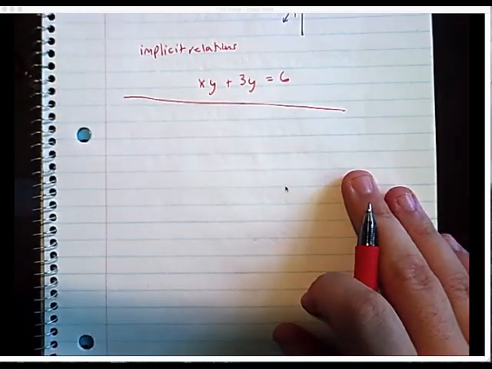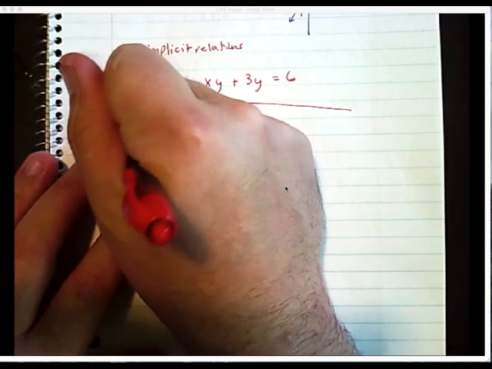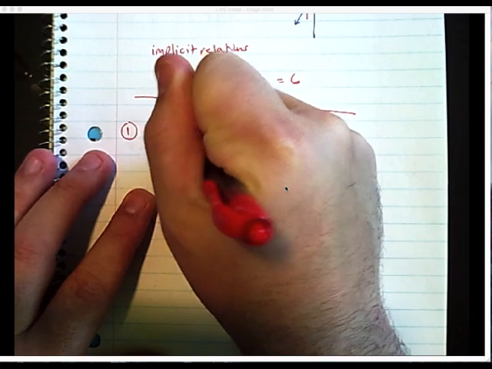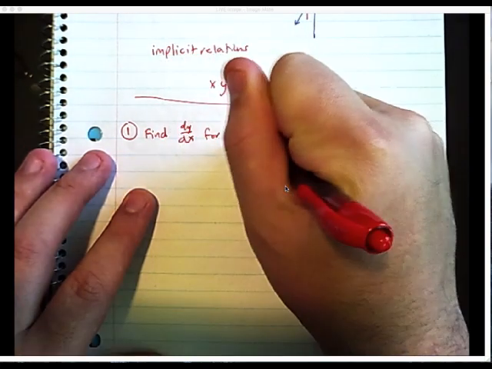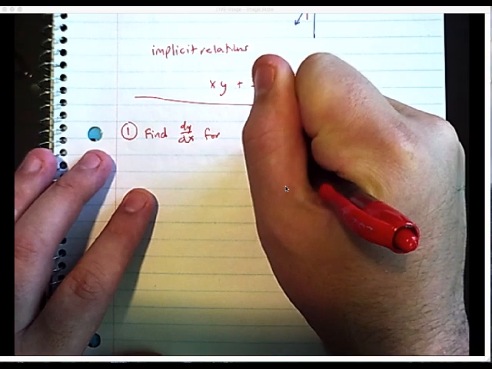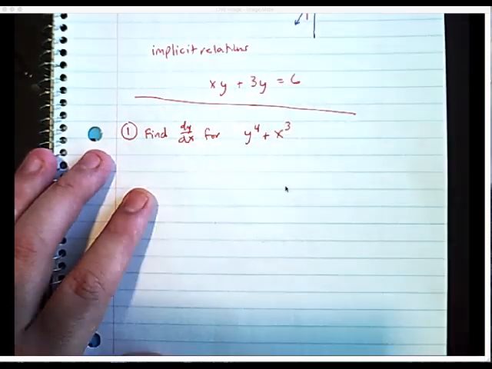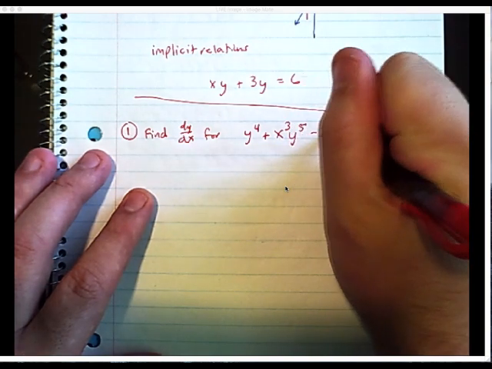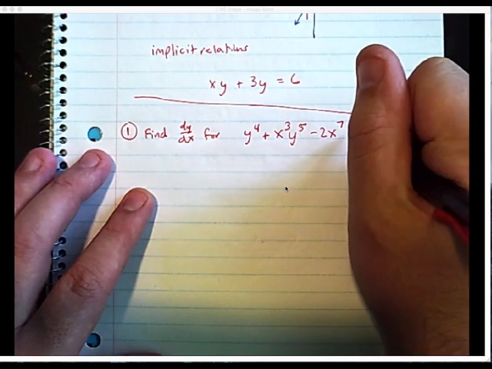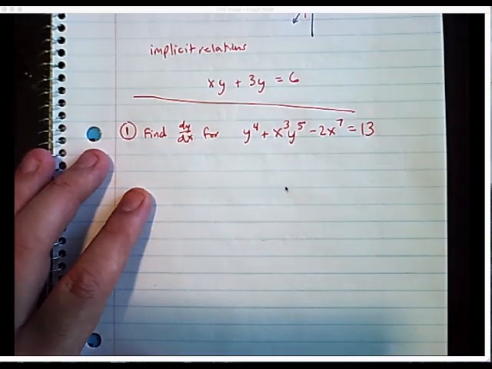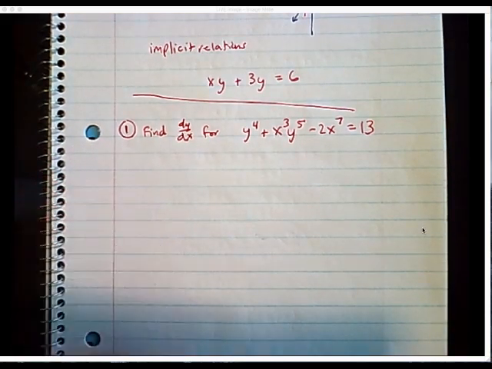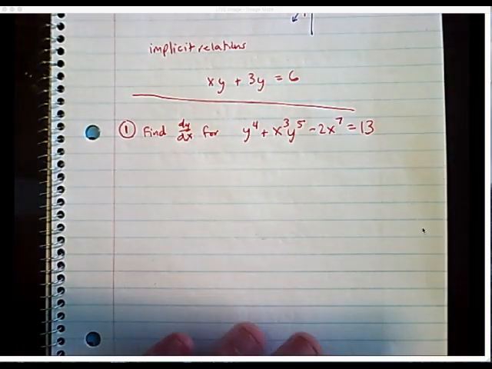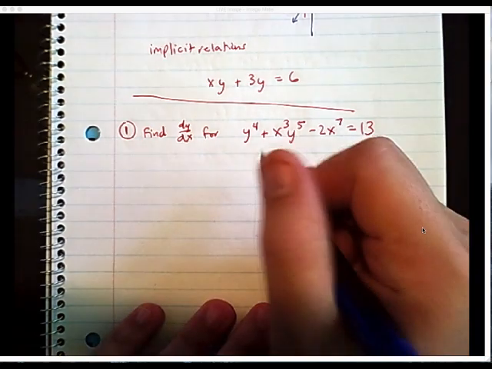All right. So here's problem 1. Problem 1 says, find the derivative dy dx for this implicit relation, y to the 4th plus x cubed times y to the 5th minus 2x to the 7th equals 13. All right, so it's a whole bunch of pluses and minuses, so I'm going to take the derivative of each piece.